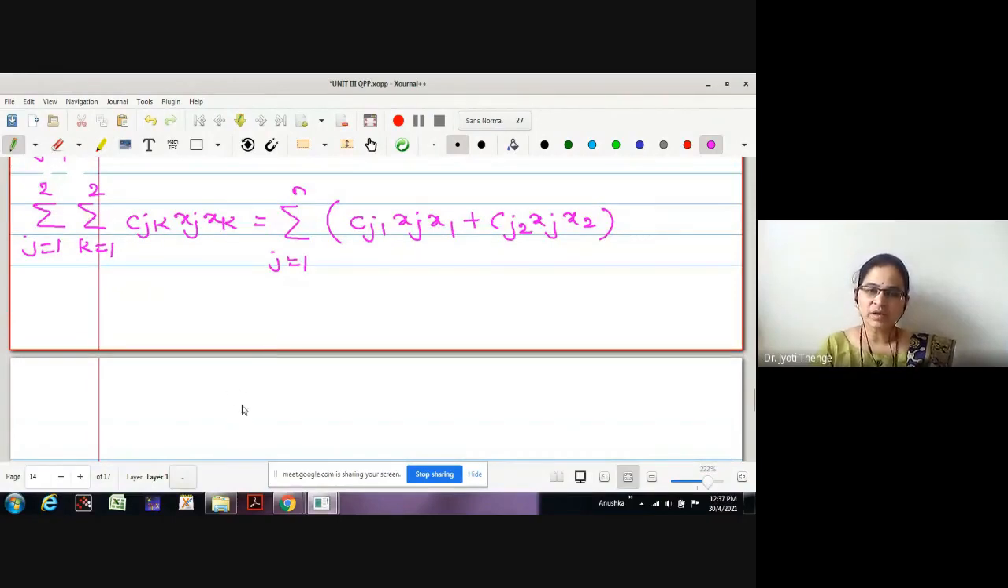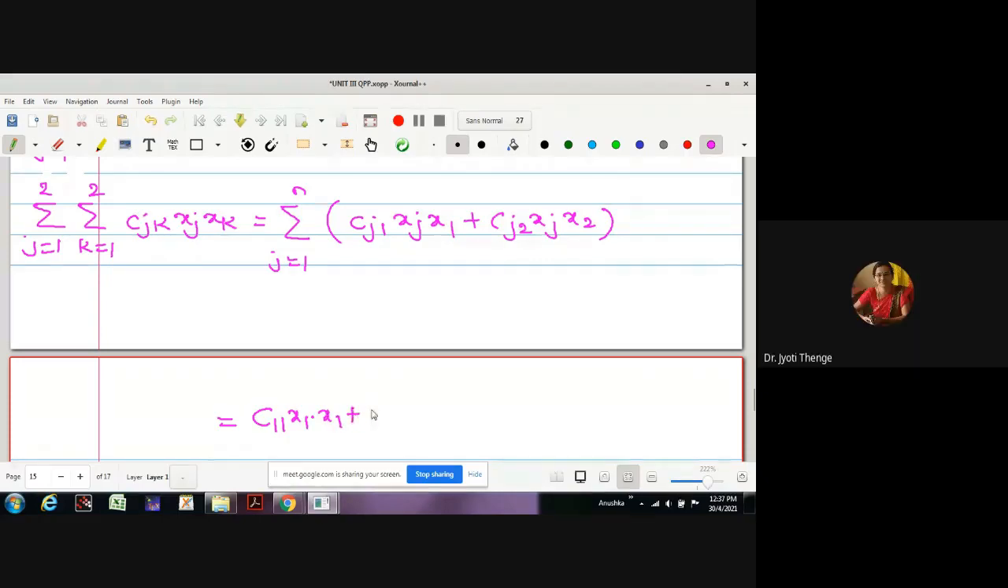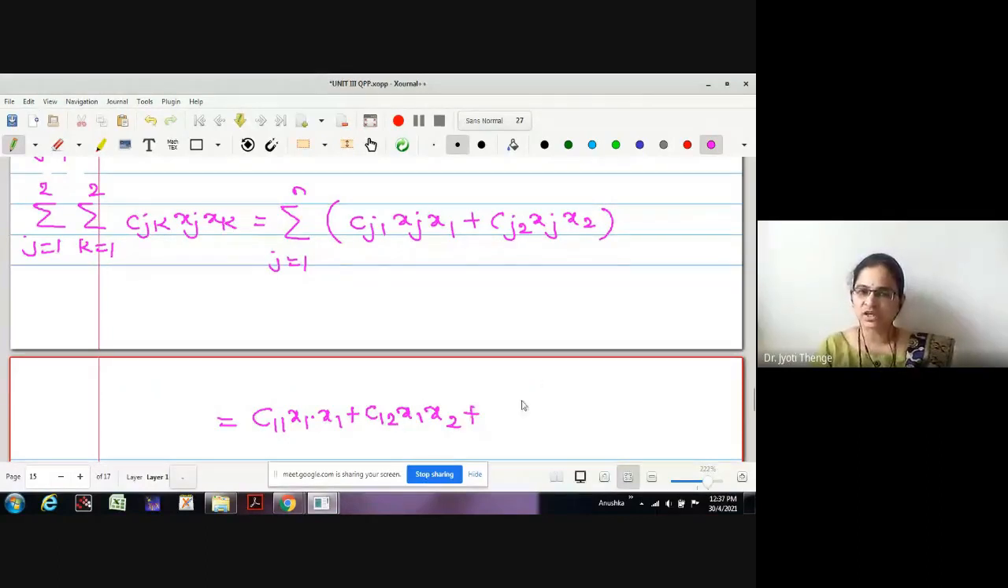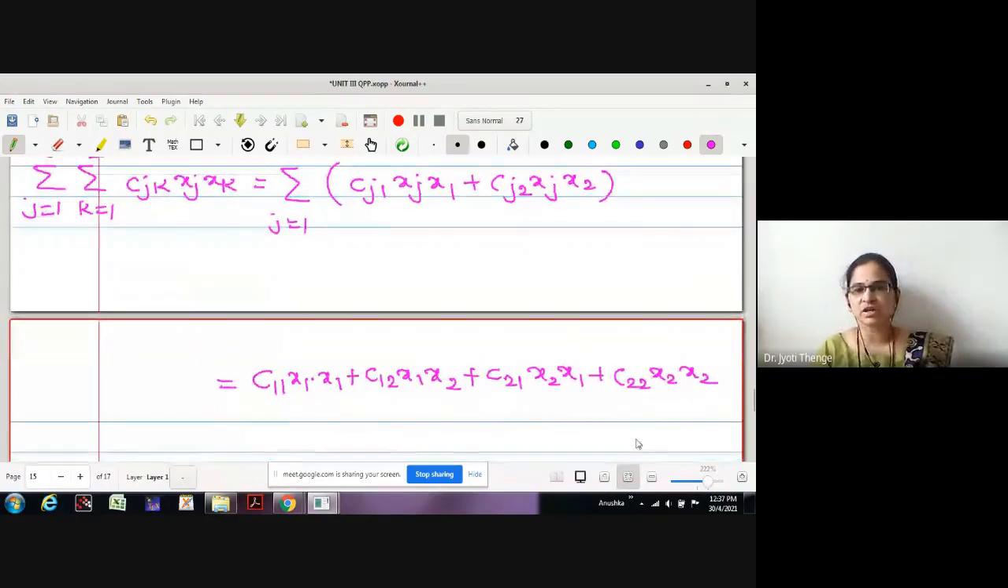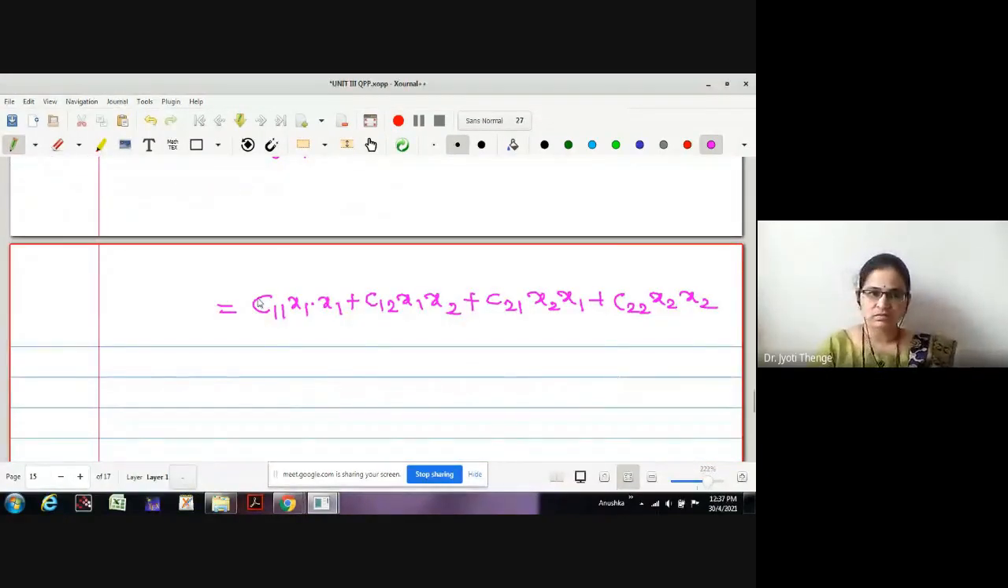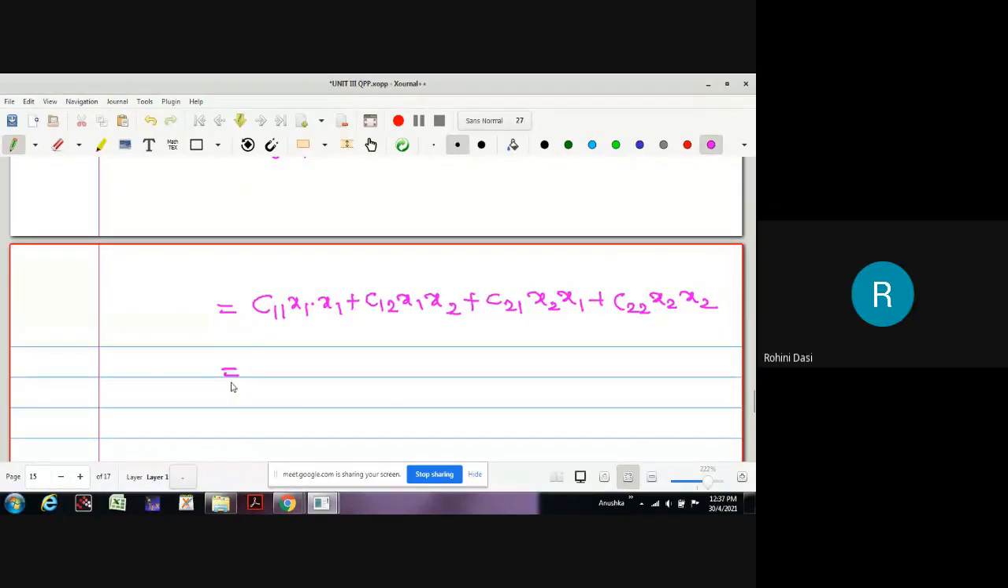Okay. Now let me run up the summation over j also. If I run up the summation over j, let me put the value of j equals to 1 first. So this is c11 x1 into x1, then c12 x1 x2. Now let me put the value of j equals to 2. This is c21 x2 x1 added with c22 x2 x2. Correct? How many terms have we obtained in this double summation now? 4 terms. Correct, no? Yes ma'am.